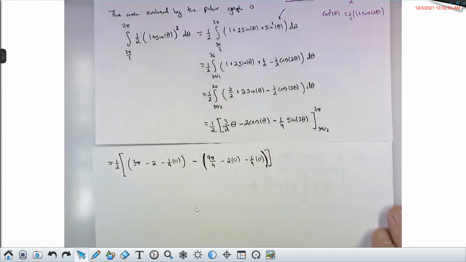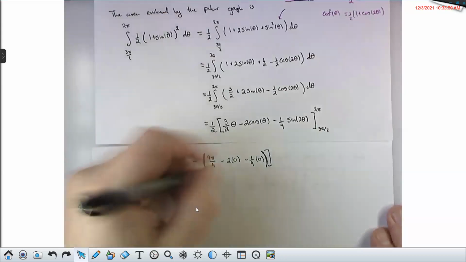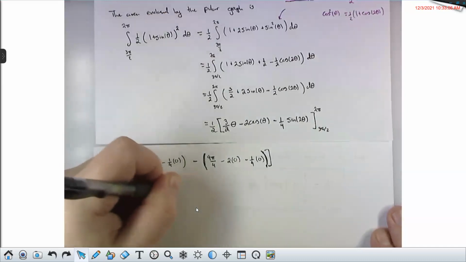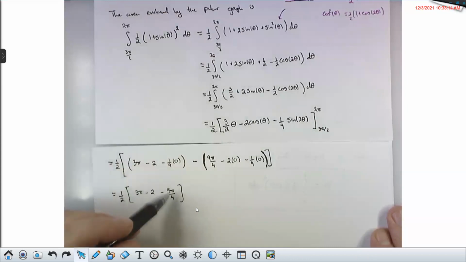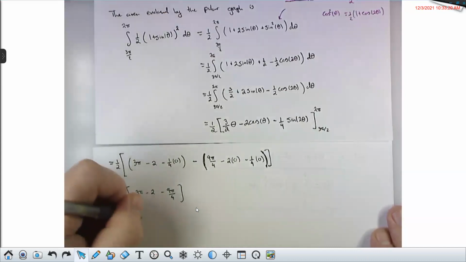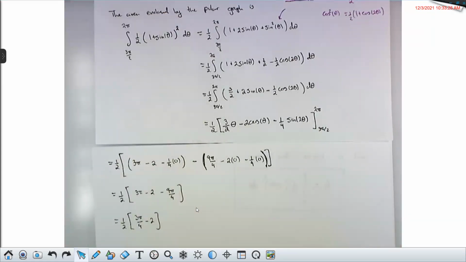Okay, so what do I get? I've got 1/2 times (3 pi minus 2 minus 9 pi over 4). You could put the multiples of pi together if you want. 3 pi is the same as 12 pi over 4. 12 pi over 4 minus 9 pi over 4 is 3 pi over 4. And this is good. I would leave it like this. You can distribute the 1/2 if you want. You could have a further common denominator here, but because it was pi, it's not going to be pretty either way. So that's it. That is the area enclosed there.